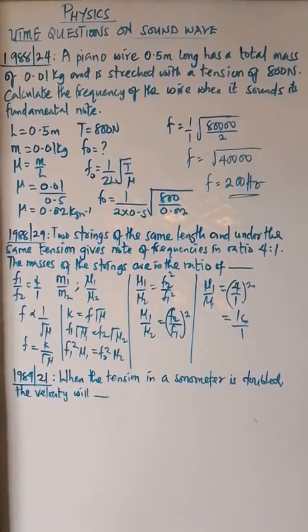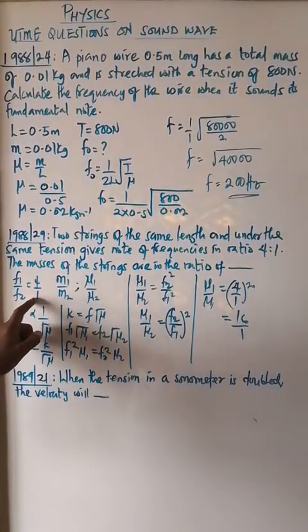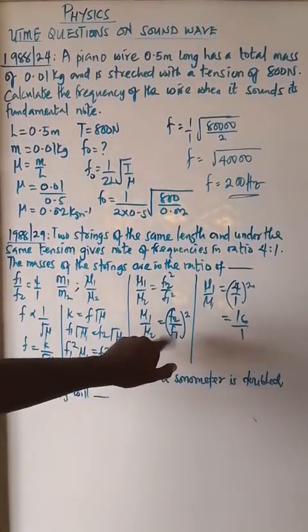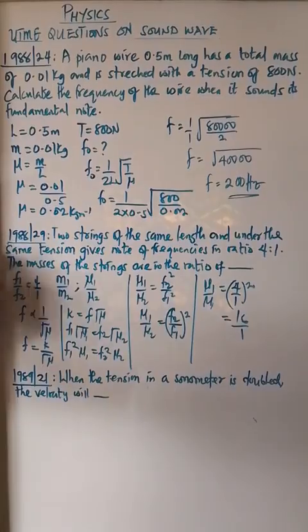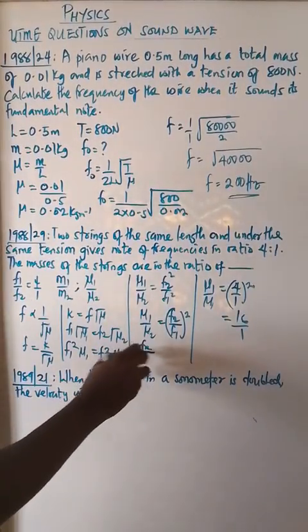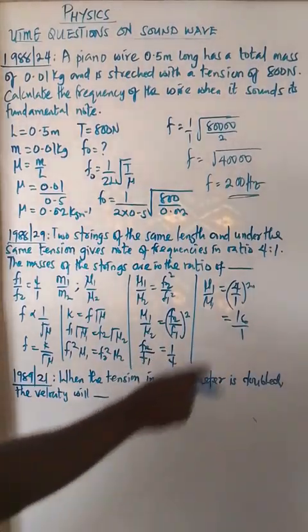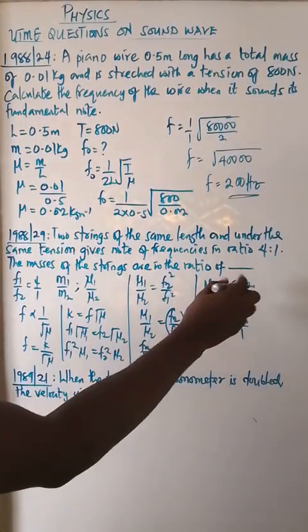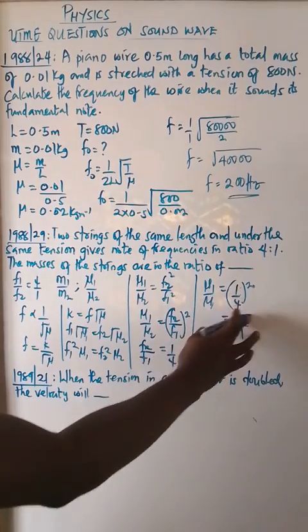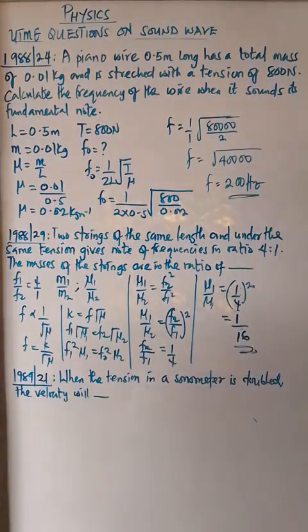Oh, there's a mistake here. We are given F1 over F2, not F2 over F1. What we need is F2 over F1, so take the reciprocal. If F1 over F2 is 4 over 1, it means F2 over F1 is 1 over 4. So what I'm going to put here is 1 over 4, not 4 over 1. And the final answer is 1:16. Please always note this kind of error.